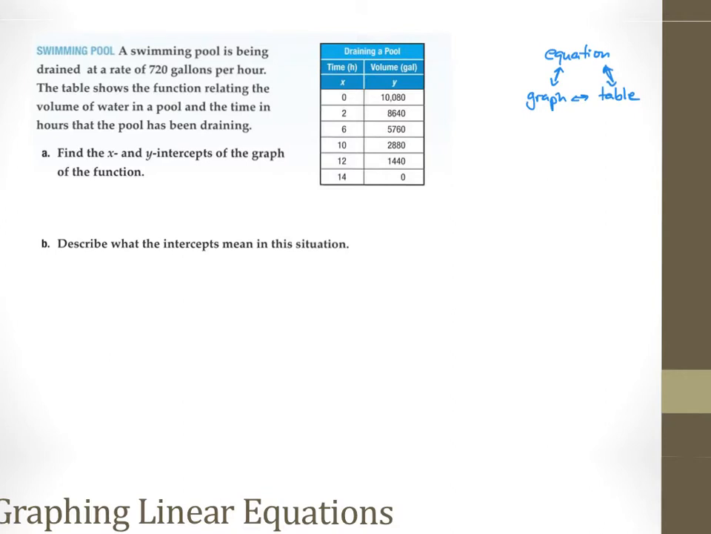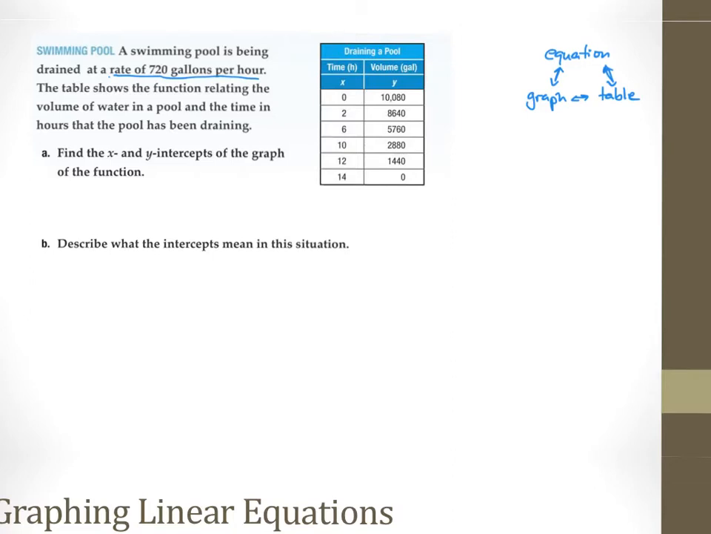When it comes to tables, it is important to be able to find the intercepts and then understand what they mean in real life. Because a lot of times when you get graphs in the real world, they relate to actual information, and you need to be able to translate that information. So in this example, we have a swimming pool and it's being drained at a rate of 720 gallons per hour. The table shows the function relating the volume of water and the time it's been draining. Find the x and the y intercepts of each graph.